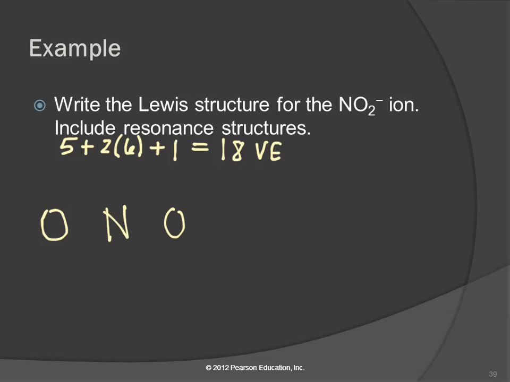18 valence electrons. So we'll start by putting a bond in between, and then we go with our dots. So that's 2, 4, 6, 8, 10, 12, 14, 16, 18. We ran out. This ends up being a lot like the SO2. Don't have enough. We need to share more. So I'm going to take one of those lone pairs off, and share it between those 2 atoms. Now everybody has an octet.